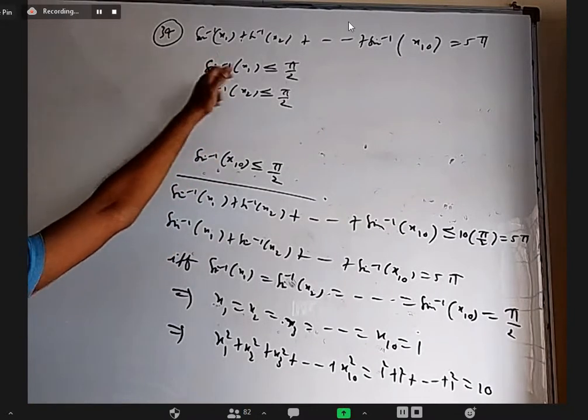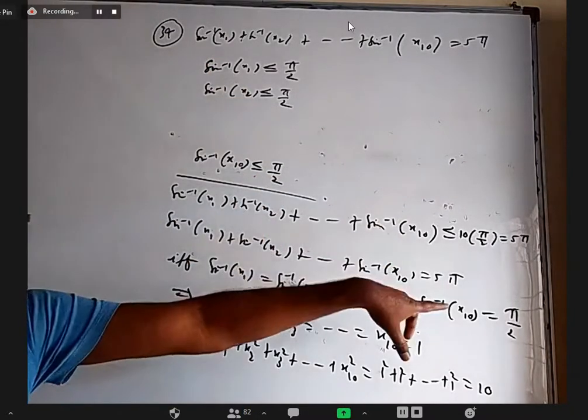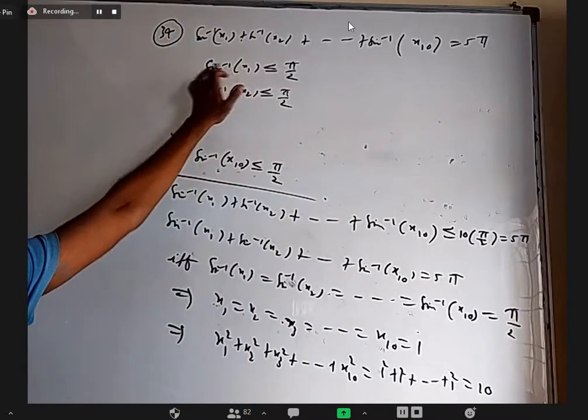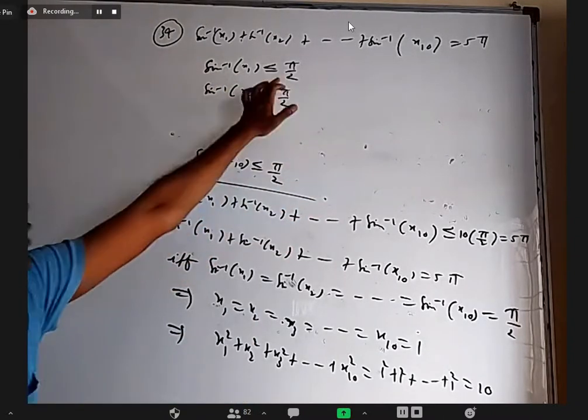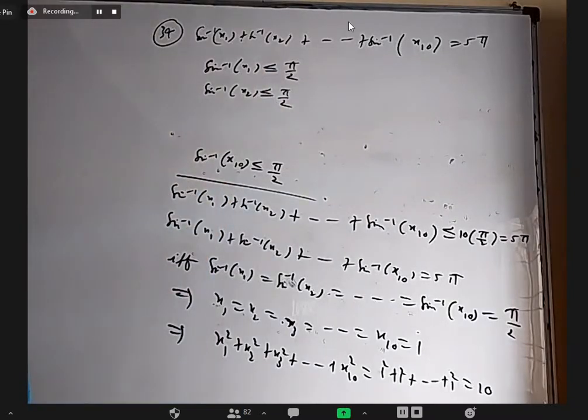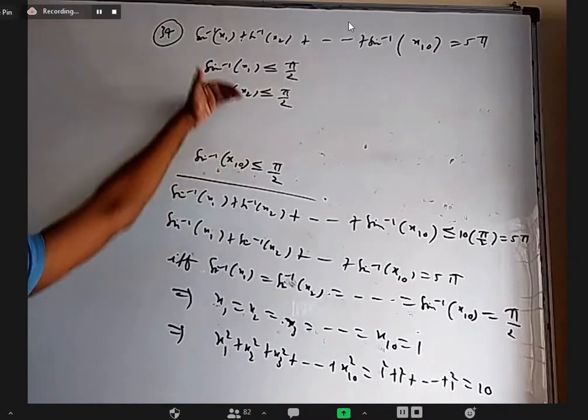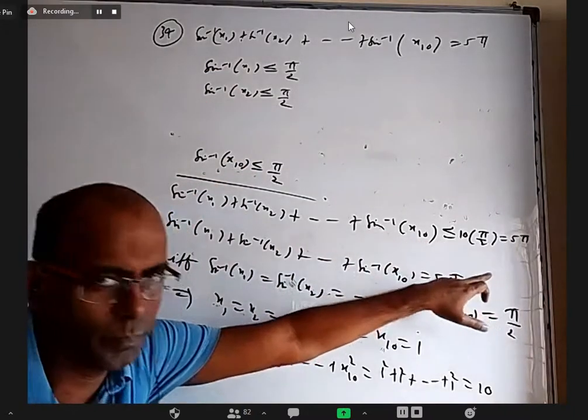We proved that each one's maximum is pi by 2, the total maximum is 5 pi. Why less than or equal to, sir? Because equal to pi by 2, we don't know in the beginning. Whatever x you take, sin inverse x in general cannot cross pi by 2. This is less than or equal to pi by 2, this is less than or equal to pi by 2, this is less than or equal to pi by 2. Adding all these things, I got less than or equal to 5 pi.